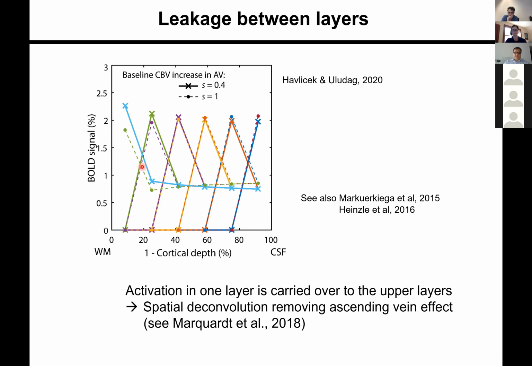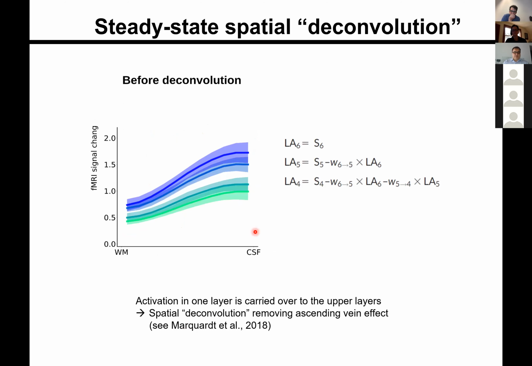However, because blood flows in one direction in the cortical tissue, we don't get any activation in layer 6. This was described in the paper of Marquardt et al. Now, how do we apply this knowledge? So we took our fMRI signal as a function of cortical depth again. The different colors are just different conditions.